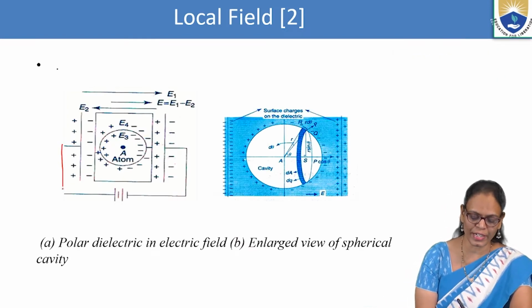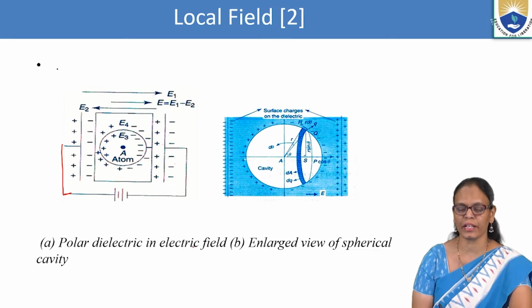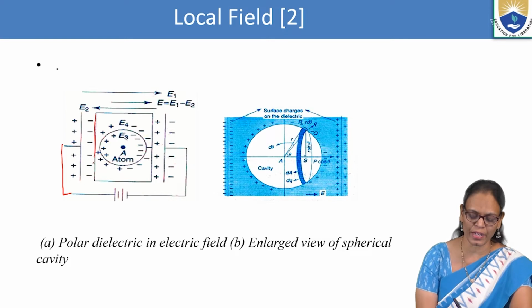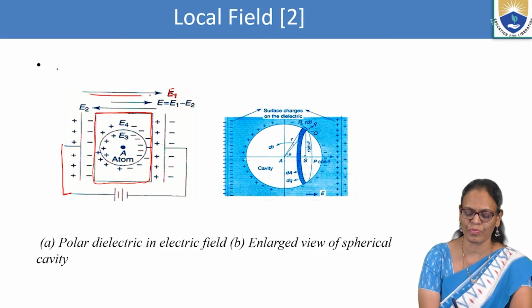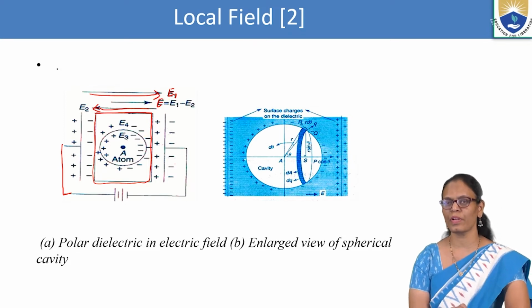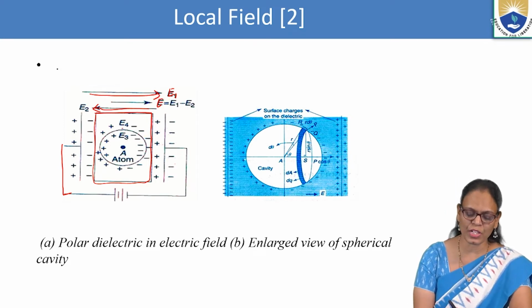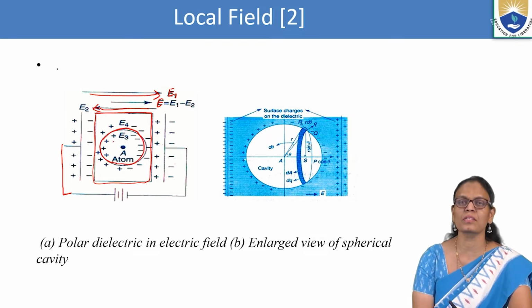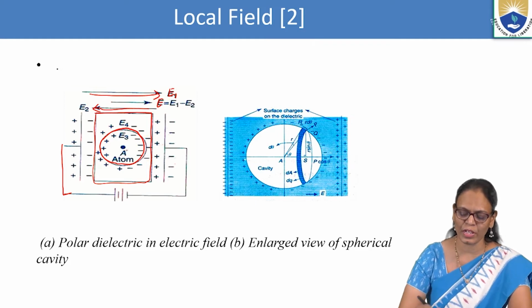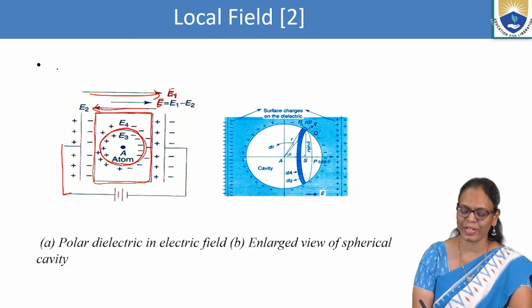This figure we have already discussed, a polar dielectric in an electric field. We have placed a dielectric material in an electric field and seen the fields. E1 is the applied field, E2 is the induced field, and E is the resultant. Now imagine a spherical cavity inside the dielectric, which consists of a number of dipoles. If I see the cross section of the sphere, it is like this.